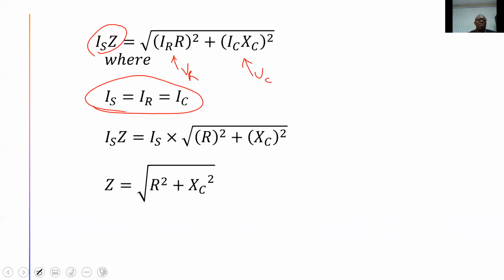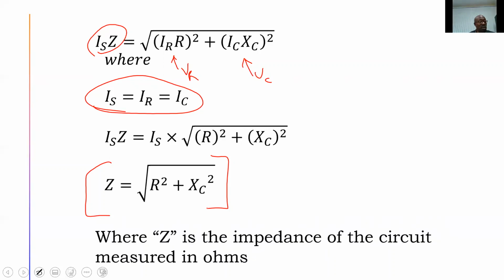So I can remove those, and I am left with this expression that Z is equal to the square root of R squared plus XC squared. And Z, special name given to Z, is the impedance of the circuit. Now, the impedance of the circuit would be the overall opposition to the flow of current provided by the circuit. But the component within the circuit that is making the great difference here would be your XC, meaning your capacitor.